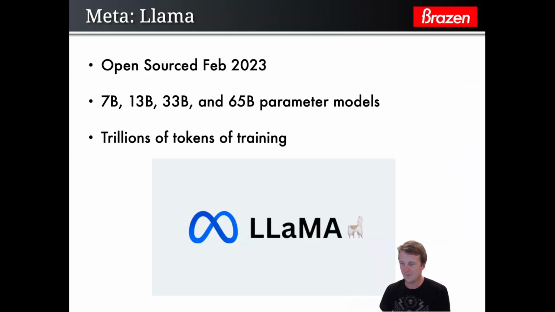So fast forward to February 2023, Meta open sourced a model called Llama with 7, 13, 33, and 65 billion parameter models. They used trillions of tokens of training on these things. It was a trillion for the smallest one, and I think 1.4 trillion tokens for the biggest one. And they did it on an absolutely massive compute system and then made it available to the public.